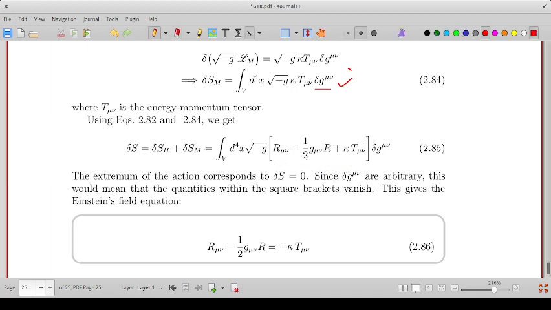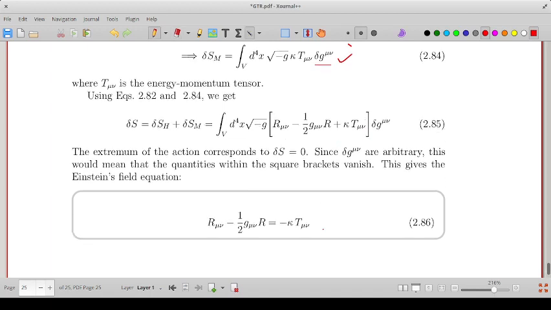So that will give you r mu nu minus half g mu nu r plus k T mu nu equal to 0. Or in other words, we will end up with this equation, and this is exactly the same equation that we obtained earlier.